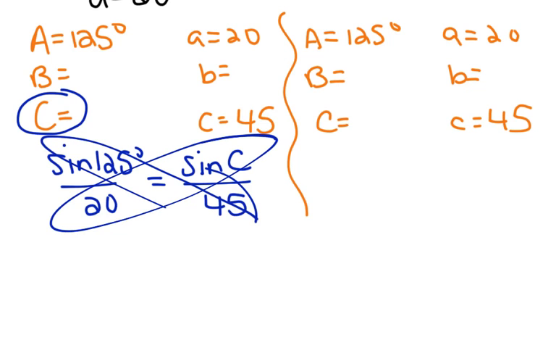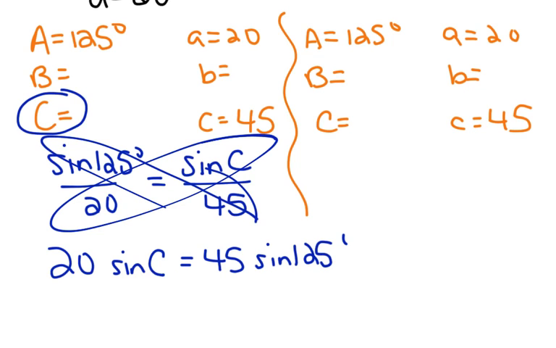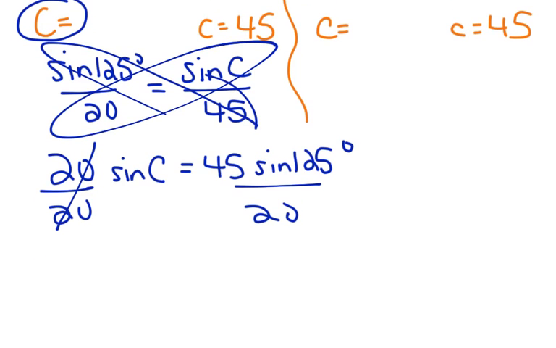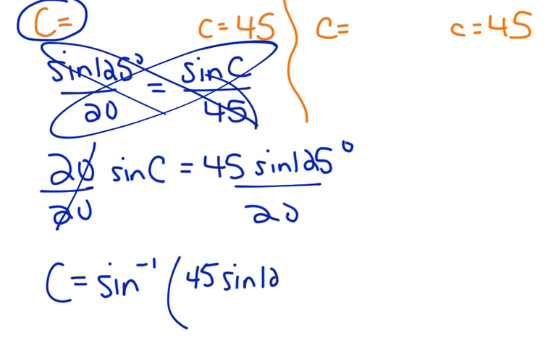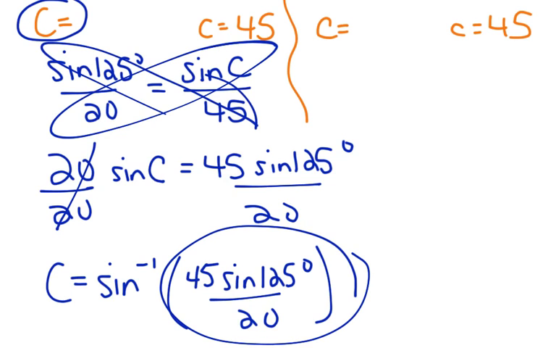Alright, so I'm going to do my cross multiplying. I get 20 sine of C is equal to 45 sine of 125. I divide by 20, and I'm going to inverse sine that answer. But what's going to happen is, when I evaluated this part, I got 1.843 approximately. And I try to take the inverse sine, and it gives me a big old fat error symbol.